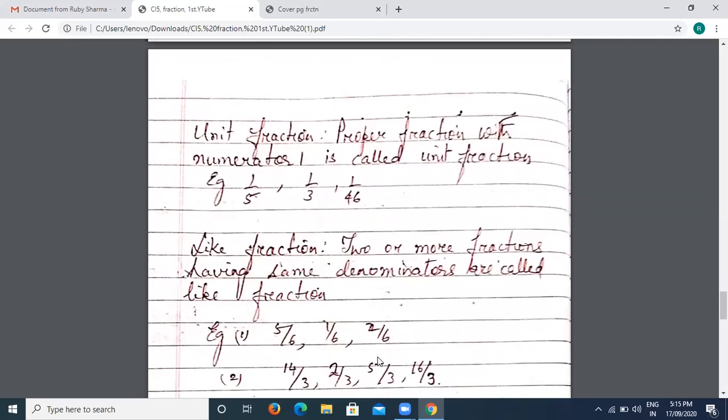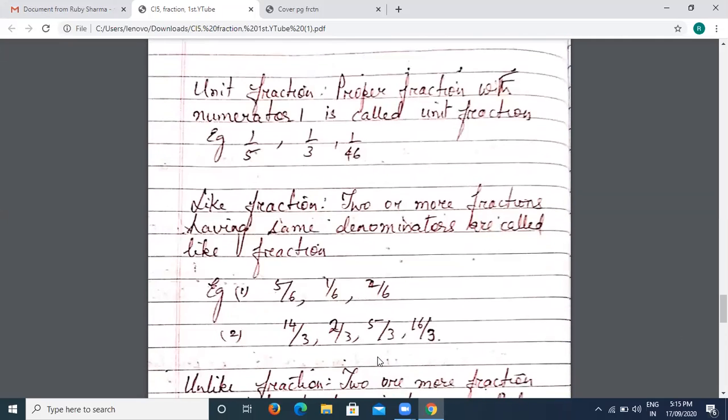Now we have the unit fraction, a proper fraction with numerator 1. Why is it called a proper fraction? If I write 1 by 1, it becomes improper. So it has to be a proper fraction, and a proper fraction with numerator 1 is called a unit fraction.